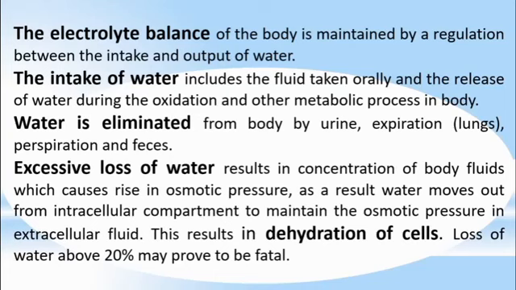Excessive loss of water results in concentration of body fluids, which causes a rise in osmotic pressure. As a result, what happens? Water moves out from the intracellular compartment to the outer or extracellular compartment to maintain the osmotic pressure in extracellular fluid. This results in dehydration of the cell, and loss of water above 20% may prove to be fatal.